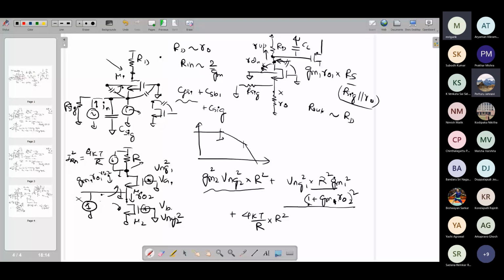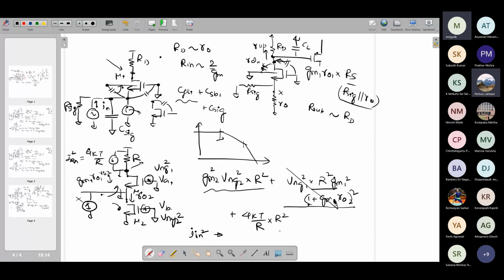So the whole thing I can divide by R square to get the IN square. So the input referred noise current will be this entire expression divided by R square. I can ignore this one, and therefore I'm left with basically the first one and the third one. This is clear?